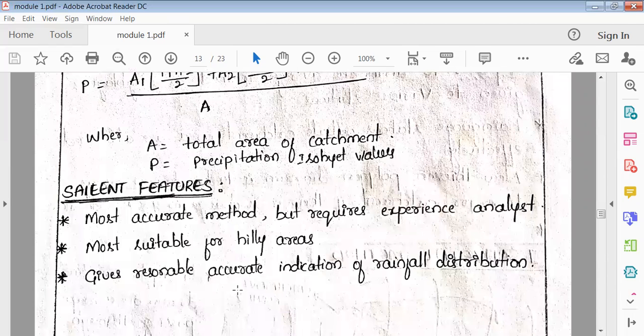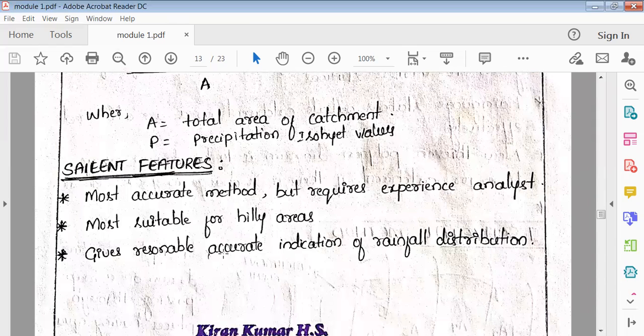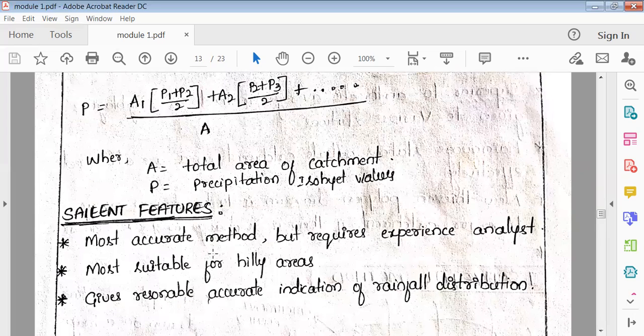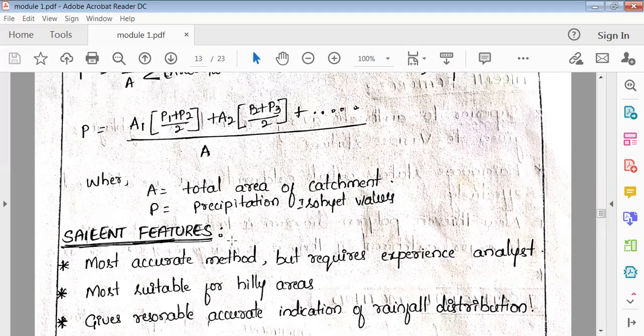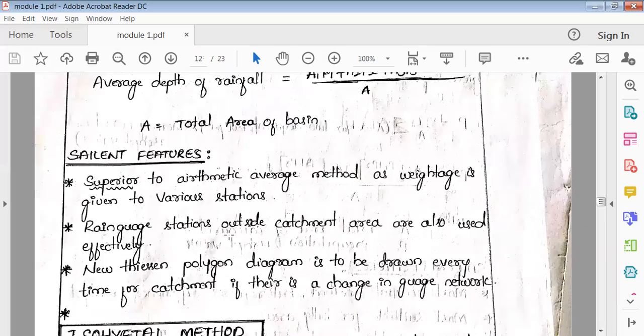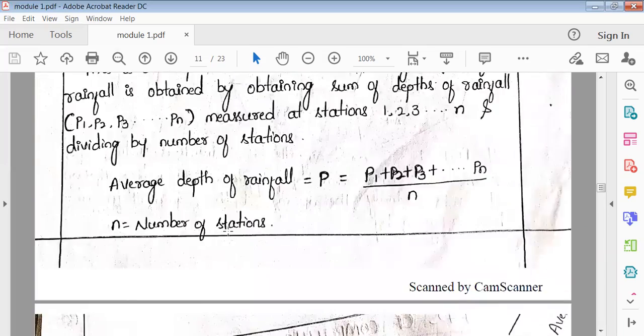Okay. Then the most important salient feature of this is that it is the most accurate method but requires an experienced analyst. So it is more suitable for hilly areas because there you have different isohyets, and it gives a reasonably accurate indication of rainfall distribution. Okay. So this is the most accurate method to calculate the average rainfall of any given area.